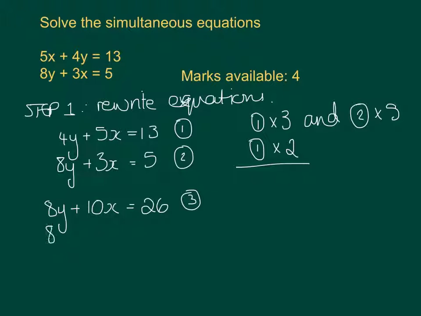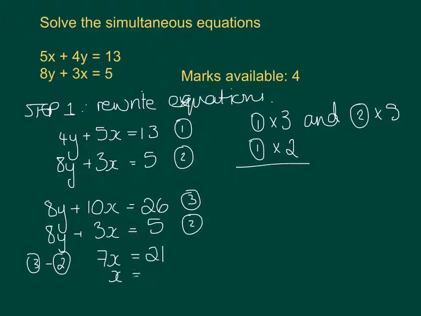I'm then going to write 2 underneath it, because I now have 8y in both equations, so I don't need to do anything more. And that was 2, wasn't it? Okay. If I do 3 take away 2, I'm going to get rid of my y, so I'm going to eliminate my y, which is brilliant. So equation 3 take away equation 2. Well, 10x take away 3x gives us 7x. Don't forget our y's have disappeared. 8y take away 8y is gone. And then 26 take away 5 is 21.